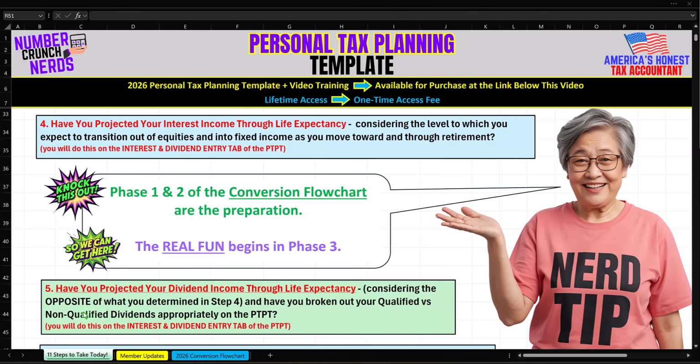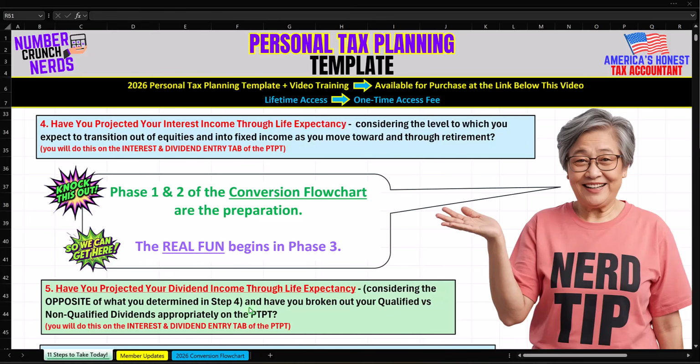To say it more simply, if you are transitioning your portfolio one way or the other from equities to fixed income or vice versa, we would probably expect to see in the personal tax planning template interest income going up while dividend income is going down, or conversely, we would expect to see dividend income going up while interest income is going down if you were transitioning your portfolio the other way.